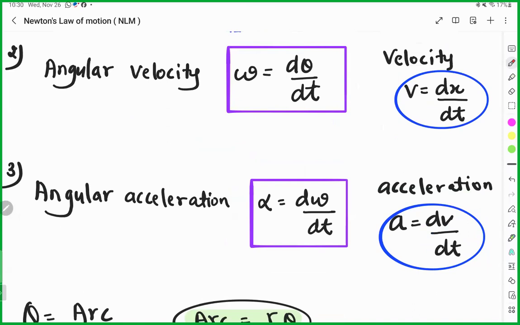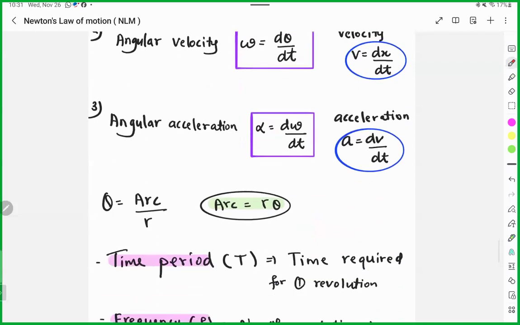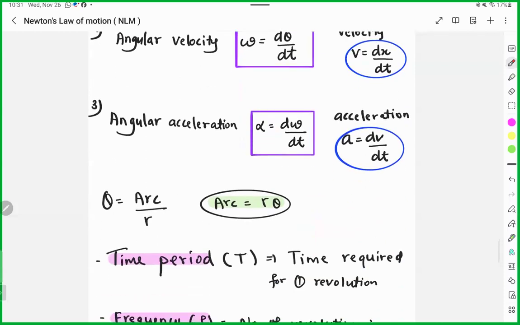Understood? Any doubt? If you understood all these things, you know what the time period is. How much time is taken to complete one round is the time period. In case of circular motion, it is a fixed value. Every revolution will have the same time period.